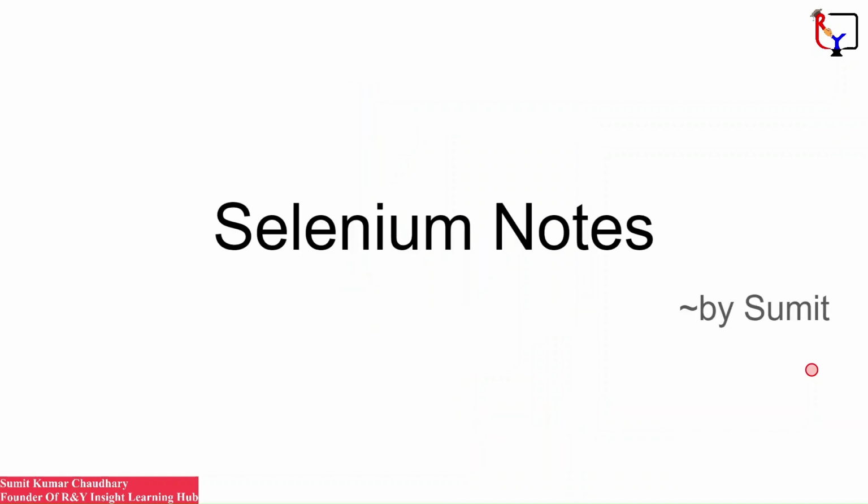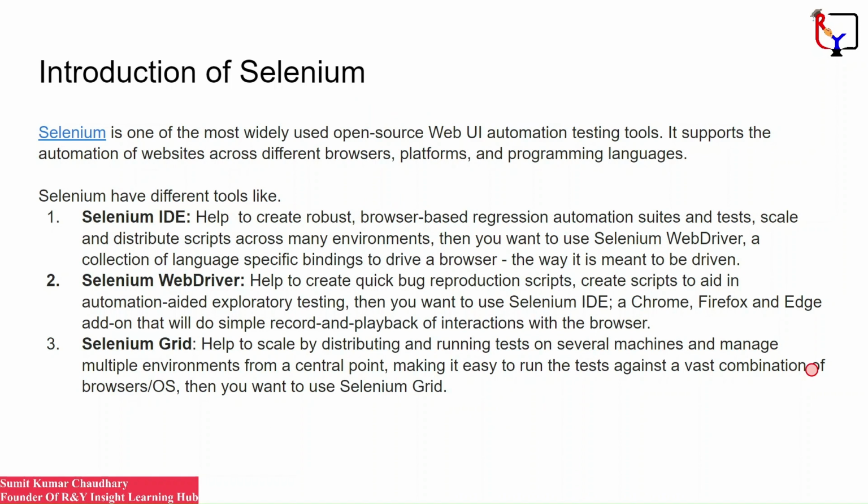Selenium has different tools like Selenium IDE, Selenium WebDriver, and Selenium Grid. Selenium IDE helps to create a robust browser-based regression automation suite and tests, and to scale and distribute scripts across many environments. Then you want to use Selenium WebDriver, a collection of language-specific bindings to drive a browser, the way it is meant to be driven. Selenium WebDriver helps to create quick bug reproduction scripts, scripts to add in automation, and exploratory testing.